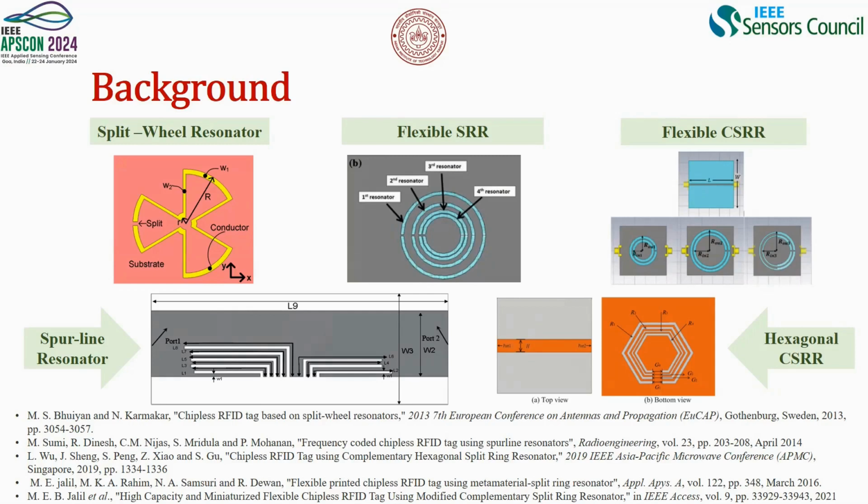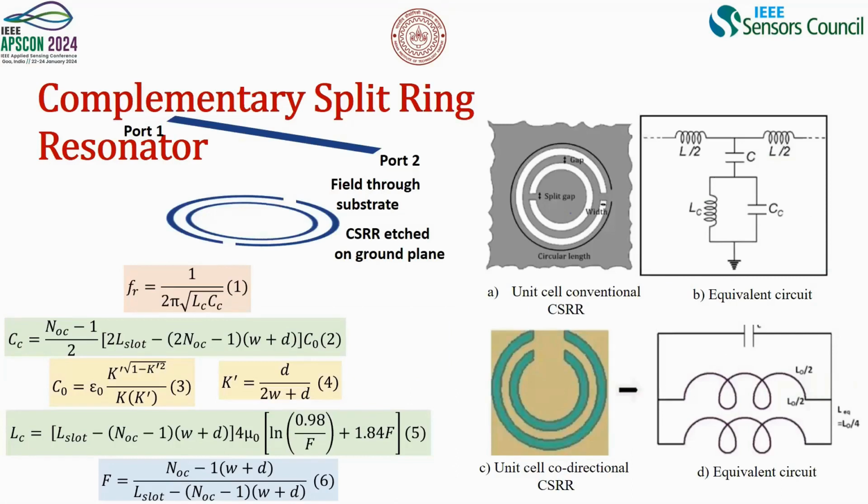So this has led to the development of our concept, which is a co-directional CSRR, where the frequency allocation improvement is shown using only 2 bits of information. And obviously, by increasing the number of rings, the bit allocation could be improved. So what is a complementary split ring resonator?